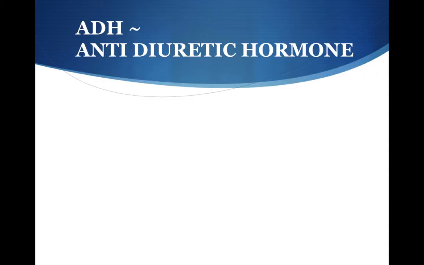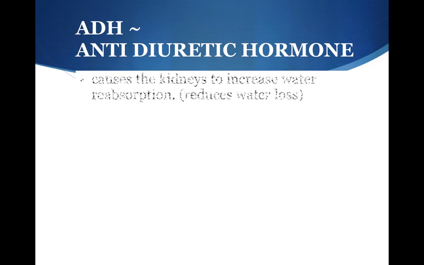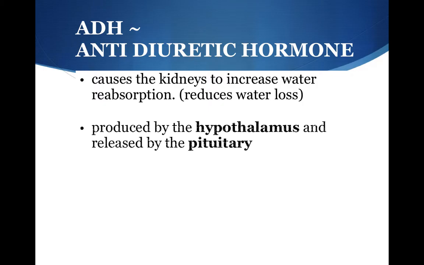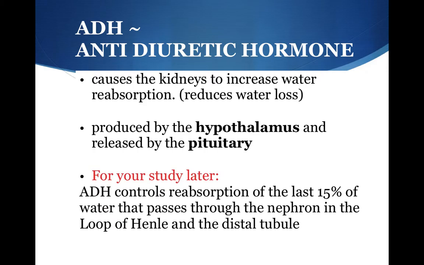So ADH, one of the first hormones that we're going to study in depth, is antidiuretic hormone. It causes the kidneys to increase water reabsorption and reduce our water loss. It's produced by the hypothalamus and released by the pituitary gland. And ADH controls reabsorption of the last 15% of water that passes through the nephron in the loop of Henle and the distal tubule. Now this here is for your study later, because in a couple of lessons we're going to be talking about the kidney in depth, and this will make more sense when we come back to study this information later.